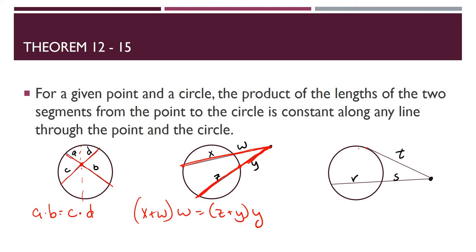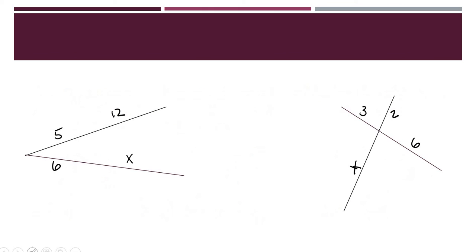Here, since it's a tangent line, the distance from here to here is the same for both edges of the circle because I'm only going to touch it in one place. So I'm going to do t times t equals, again, the entire distance, the distance to this side of the circle, times the distance to this side of the circle. So those are the three different cases that we can have for this particular theorem. Let's do a couple of examples.